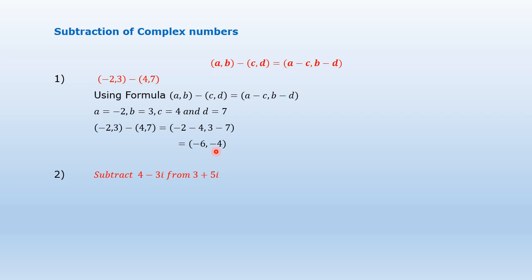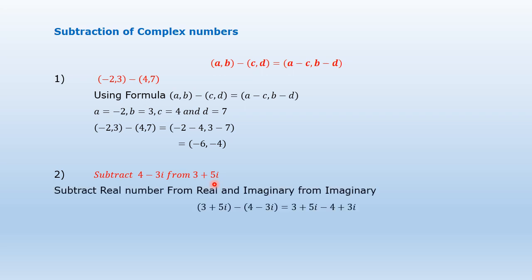There is another question. Subtract 4 minus 3i from 3 plus 5i. Now no formula will be used here. This question is in iota form. We will only subtract real number from real and imaginary from imaginary. I have written 3 plus 5i minus 4 minus 3i, that is equal to 3 plus 5i. Minus into minus is plus and then 3i. The real number is subtracted from real and imaginary is simplified with imaginary. That is 3 minus 4 is minus 1, 5i plus 3i is 8i. That is the required answer.